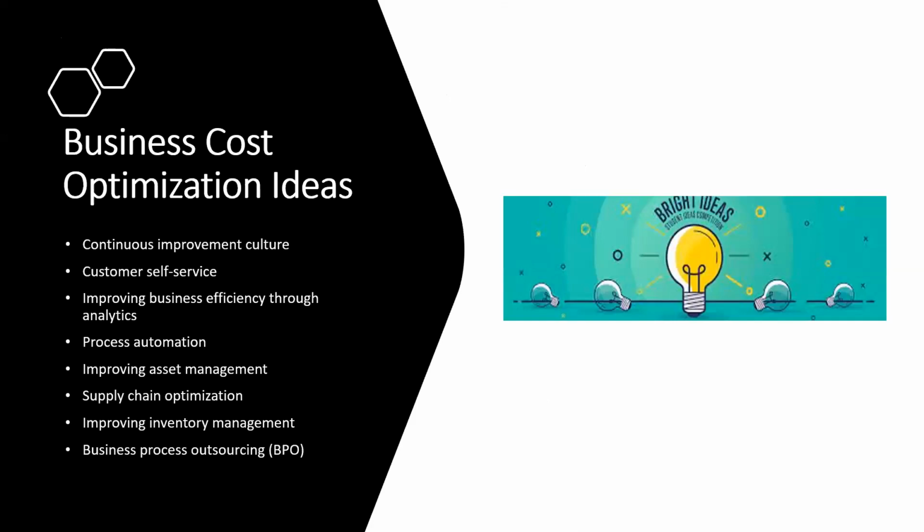Now, a few ideas for cost optimization in the business. The first is a continuous improvement culture, which we mentioned before. Enterprises and organizations are often trapped by the attitude of 'this is what we have always done.' This can create waste: 'We can't do this,' 'We have already done this.'